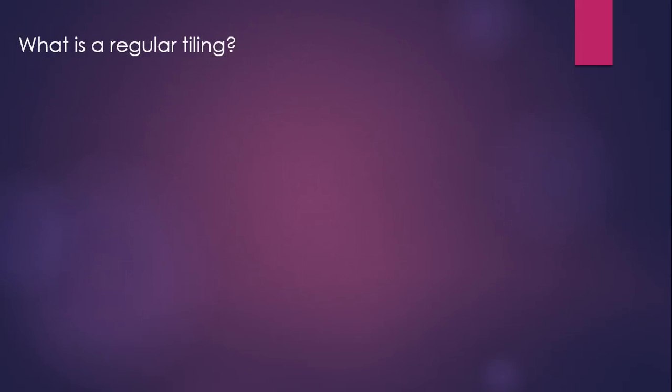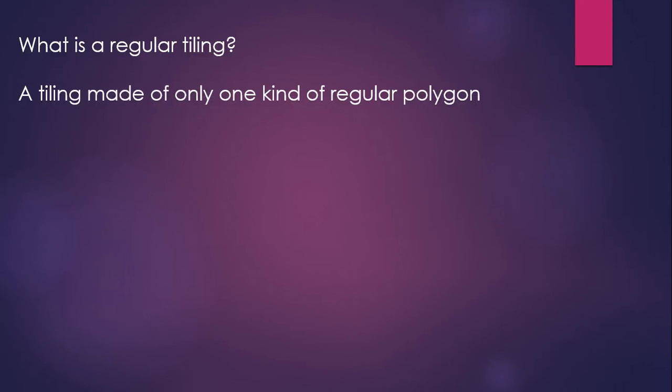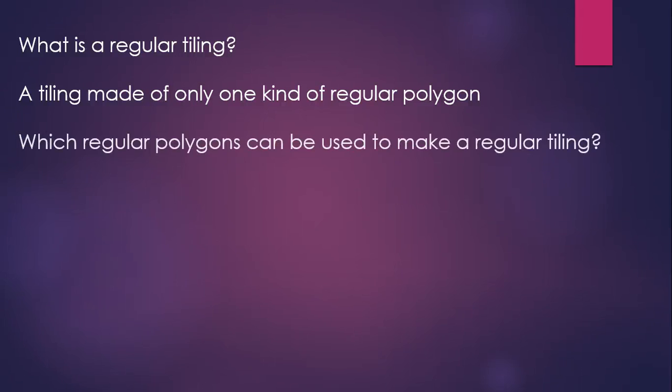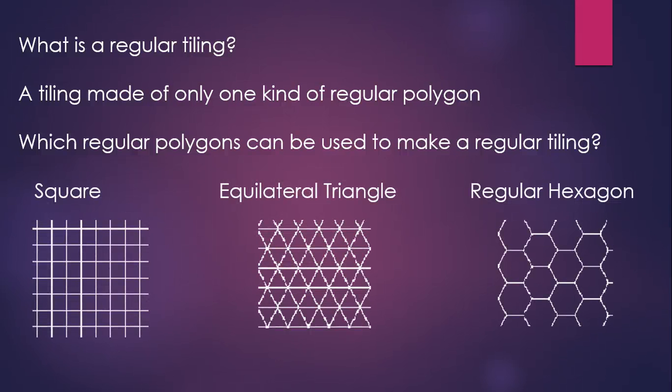What is a regular tiling? A regular tiling is made up of only one kind of regular polygon. So which regular polygons could be used to make a regular tiling? There are only 3 regular polygons that can be used to make a regular tiling. They're the square, the equilateral triangle, and the regular hexagon.